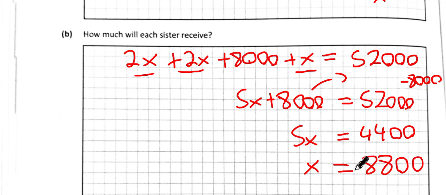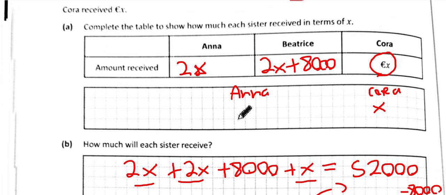So here's what we're going to do now. We're going to take that 8,800 and take it back up to the table we made a minute ago. Now, would you all agree that Cara gets 8,800? How do we know that? X equals 8,800. What does Anna get?